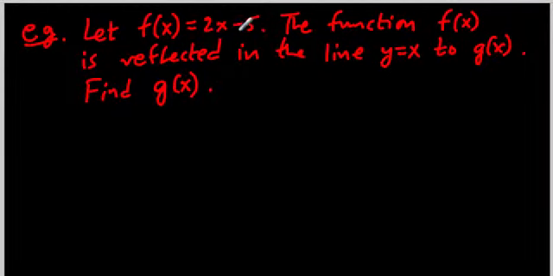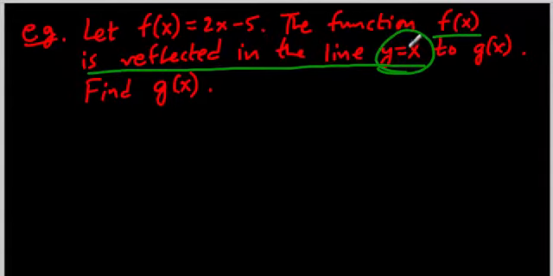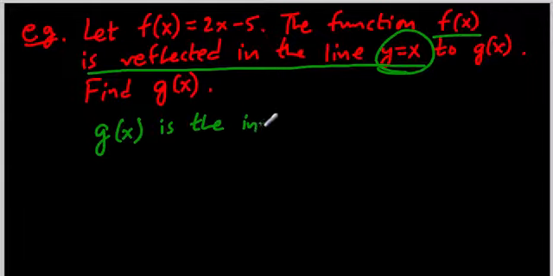So what's screaming out is this information over here. The function f of x is reflected in the line y equals x. If anything is reflected across y equals x, that is equivalent to its inverse. So g of x is really just the inverse function of f of x. So we know that g of x is the inverse of f of x. You don't have to write that down, but I just wrote that down for your understanding. And so all we have to do is find the inverse of f of x.